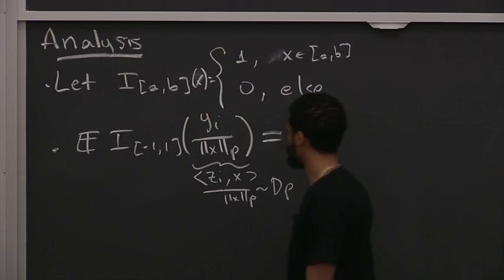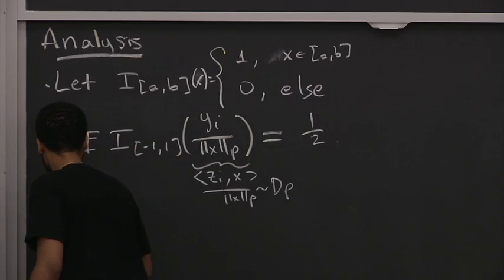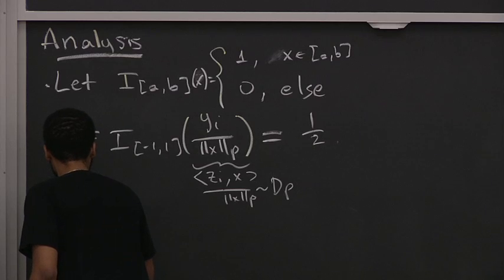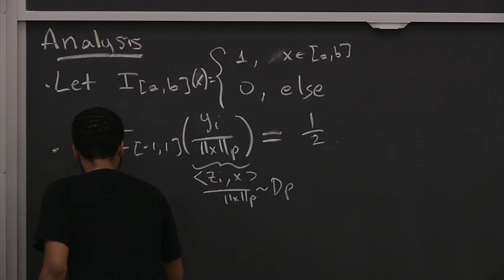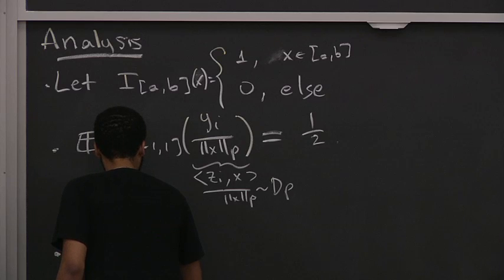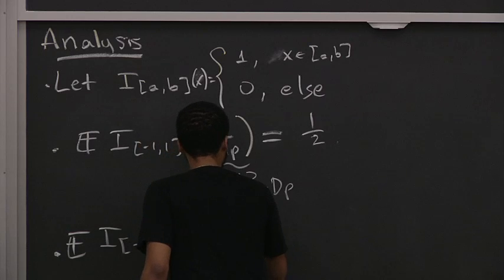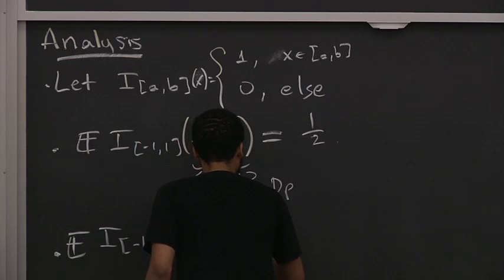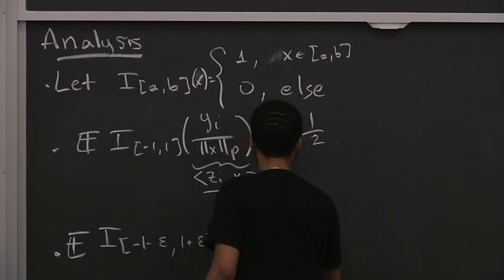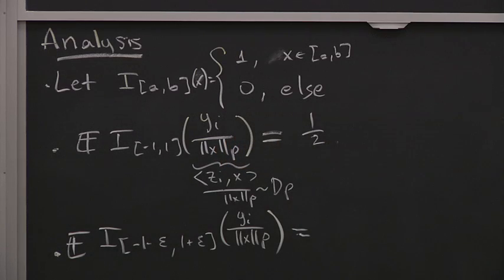Now, tell me, what is the expectation of the indicator function of [-1 minus epsilon, 1 plus epsilon] applied to y_i over the LP norm? What's this expectation? You can tell me up to thetas or whatever. I want some handle on this.